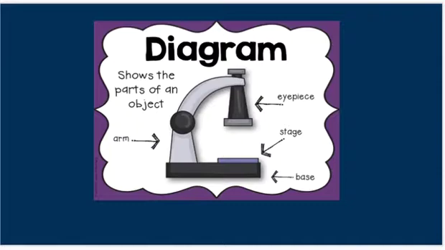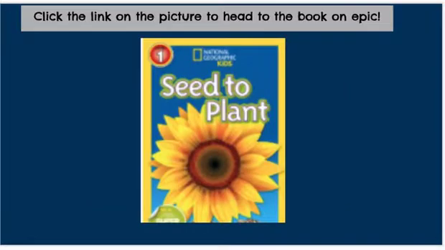Diagram. A diagram shows parts of an object. So for example, this is the word arm, and it's pointing to the arm. Eyepiece, stage, and base. And there are often arrows pointing to the different parts.